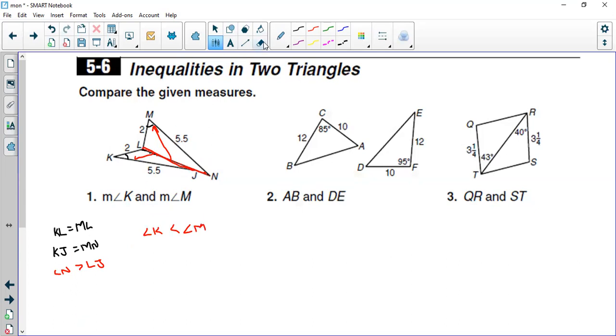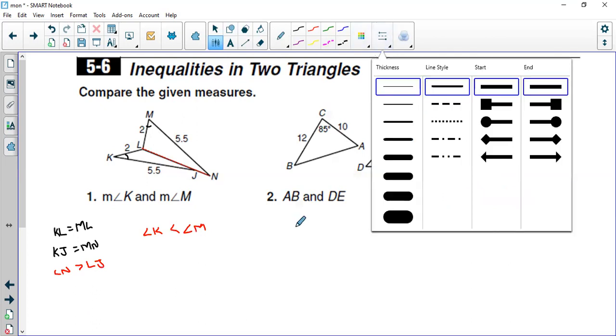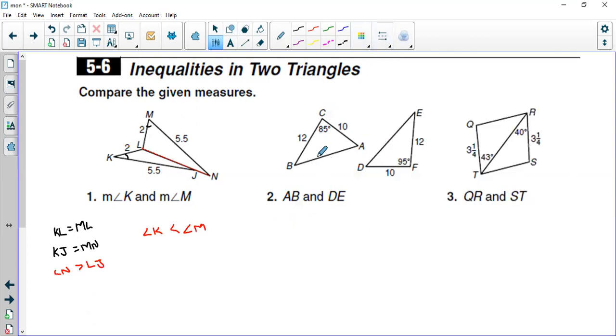So this is how you do it. First read the diagram very carefully and see which side is longer, so that angle becomes greater. Let's try this question, AB and DE. First write down all the information given. It becomes easier then. So we have to compare AB with DE, all right. So we could say BC is equal to EF, right? Because both of them are 12. Then we can say AC is equal to DF because both of them are 10.